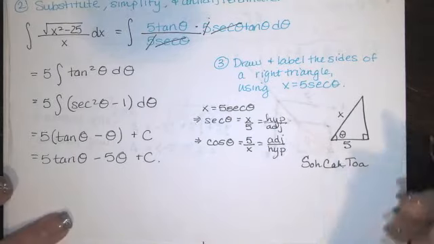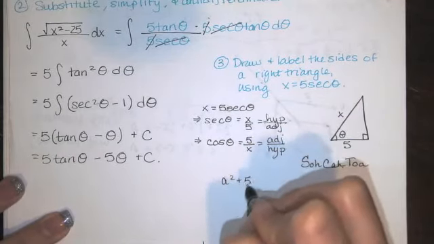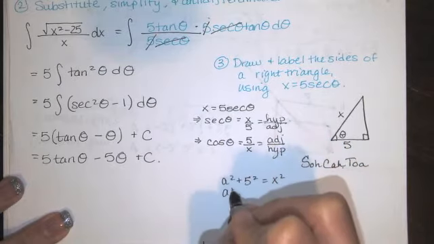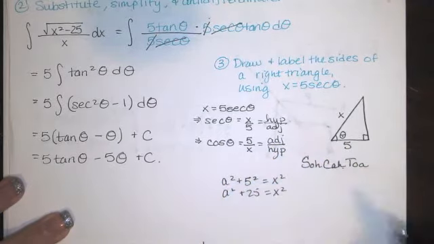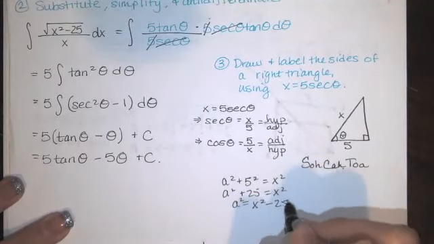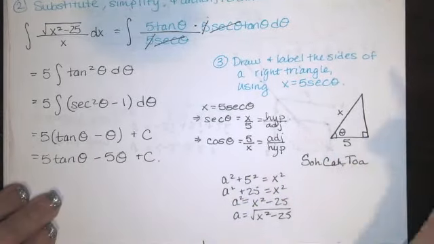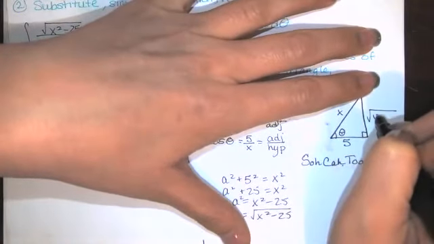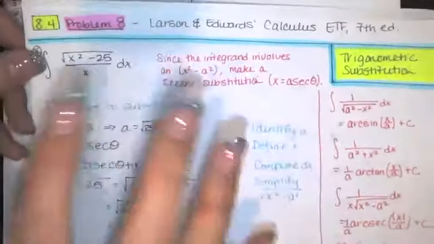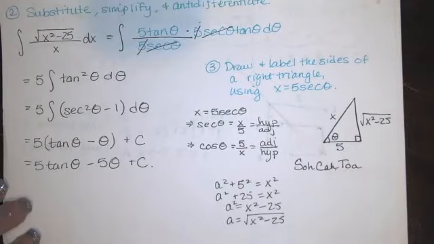Now using the Pythagorean theorem, we can find this other side, a squared plus 5 squared is equal to x squared. Subtract that 25 from both sides. Take the positive square root because we're talking about lengths. And a turns out to be the square root of x squared minus 25. Notice that that is the same square root that we saw in our original integral. That will always happen when you are using the Pythagorean theorem to find that third side of a triangle in the middle of a trig substitution problem.